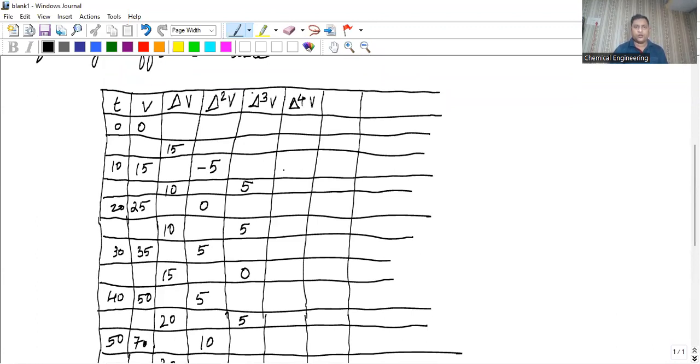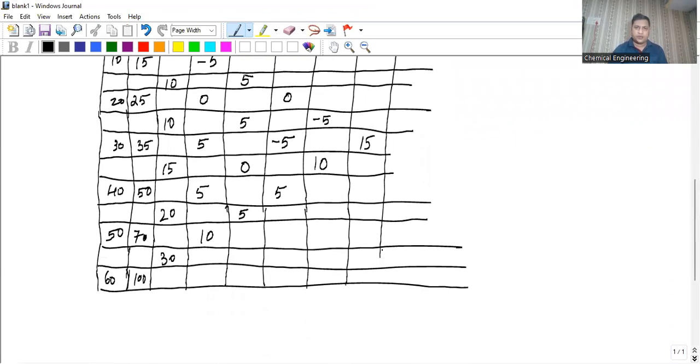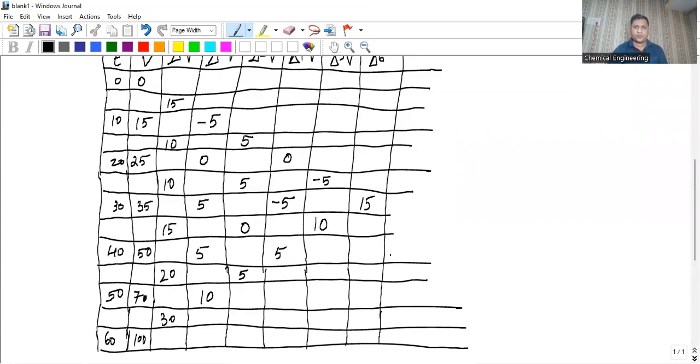Okay. Now we have to consider the next difference. So delta raised to 4 v. So here we get 0. Here we have -5. Here we have 5. Next difference, delta raised to 5 v. So here we get, what is the difference? Is it minus 5? Yes, sir. And this is going to be 10. Okay, so delta raised to 6. What is the difference you'll be having here? 15. 15, right? Okay, so this is the difference table that we have.